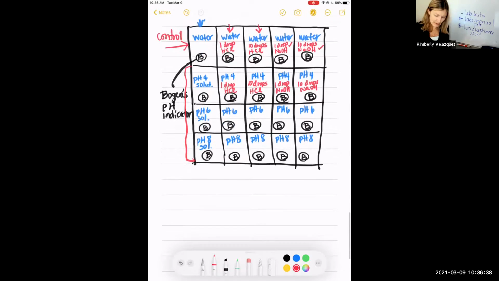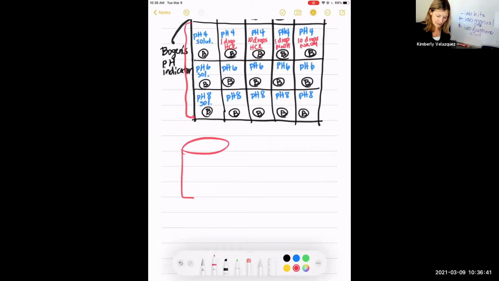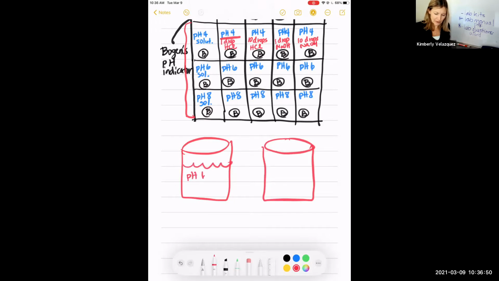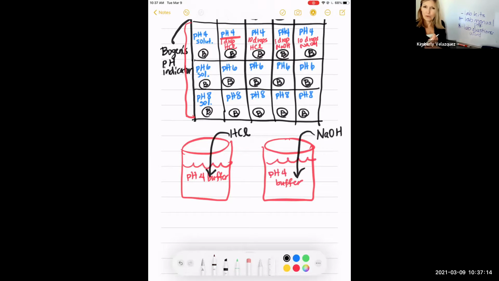Because let's think about this. If you're starting with something in a beaker, let's go with our pH 4. I'm going to do two different scenarios here. Here's my pH 4 buffer, and here's another beaker with pH 4 buffer. In this one, I'm going to add hydrochloric acid, and in this one, I'm going to add sodium hydroxide. Again, let's assume that my hydrochloric acid is pH 2 and my sodium hydroxide is pH 12.